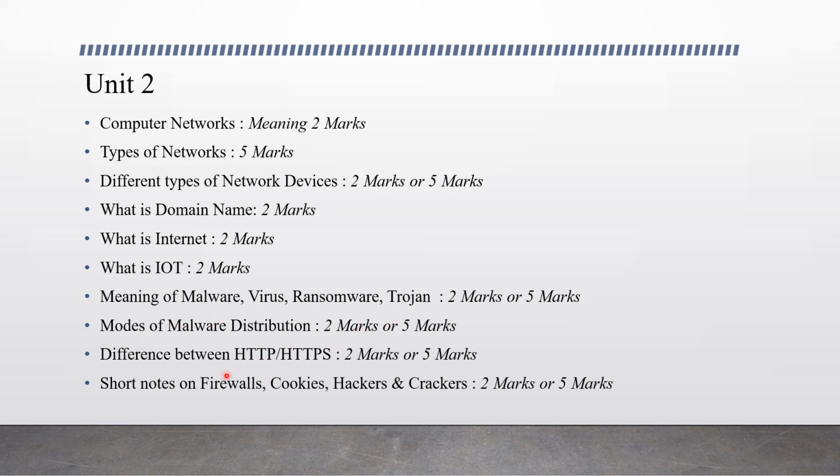And also a very important difference between HTTP and HTTPS, both for 2 and 5 marks. And also they might ask you short notes on firewalls, cookies, hackers and crackers for both 2 and 5 marks questions. So these are the topics you need to learn in unit 2. So basically you need to concentrate only on these major topics.